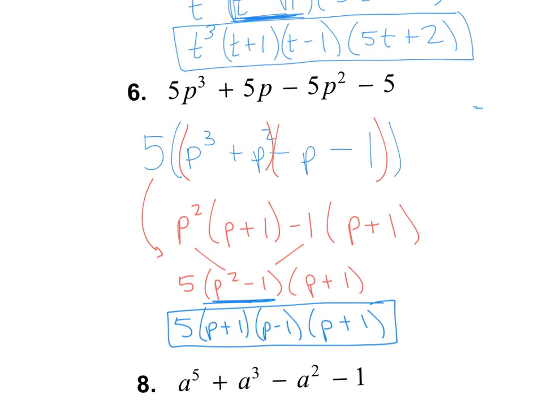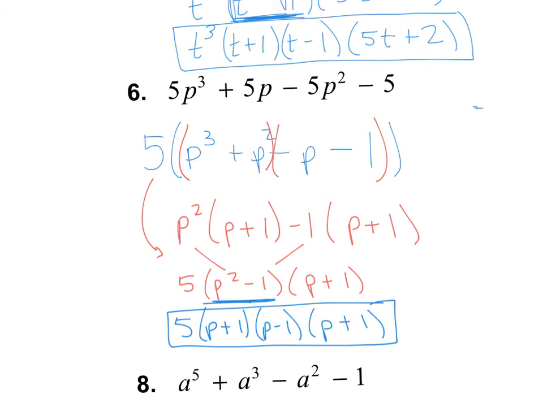Okay, so here's the completed problem. I took out the 5 over here and rewrote it as p to the third plus p squared minus p minus 1, because 5 divided by negative 5 is negative 1. I grouped the first two, grouped the second two, and took the GCF as p squared. That gave me p plus 1. Here I took out a negative 1, which gave me p plus 1, which should work out.